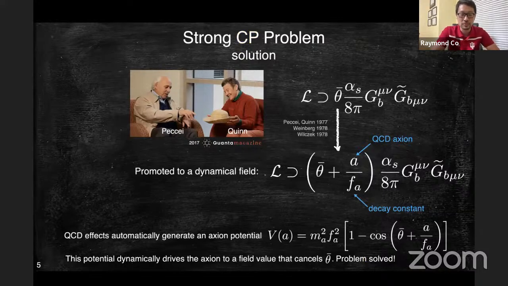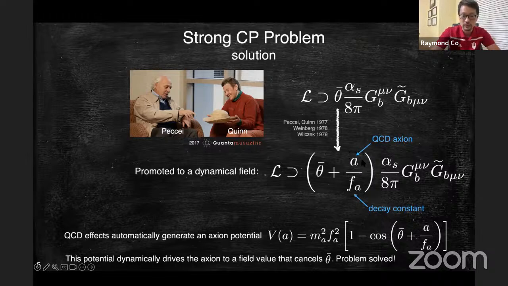The solution was proposed by Peccei and Quinn in 1977. The basic idea can be understood as follows. You first promote this theta bar from a parameter into a dynamical field. There could still be some bare contribution from the standard model, just a parameter, but there's an additional field that couples to the gluon, G G dual. This field is called the QCD axion. Because this is a dimension 5 operator, you need a suppression scale, and that suppression scale is called the decay constant. Eventually, this decay constant is going to be a very large field value, as we will see later.